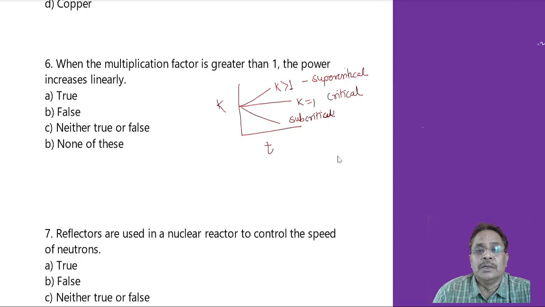Here the power is linearly given out, and therefore it is not possible for a nuclear reactor to have K greater than 1 or increasing; that is the supercritical state. In that case, the power increase is not linear but exponential, and therefore the given statement is false. So option B is the correct option for question number 6, which tells you that if the effective multiplication factor K is greater than 1, then the power doesn't increase linearly but increases exponentially. Therefore option B is the correct option for question number 6.